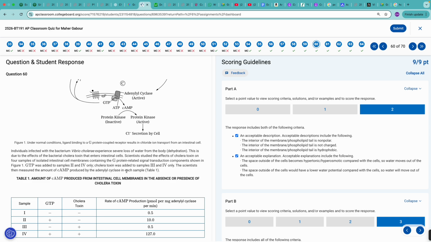Cholera toxin was added to samples 3 and 4 only. So we have the actual cholera toxin in samples 3 and 4. The scientists then measured the amount of cyclic AMP produced by the adenylyl cyclase in each sample.